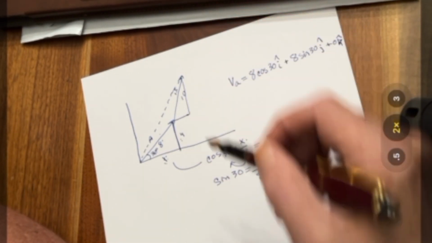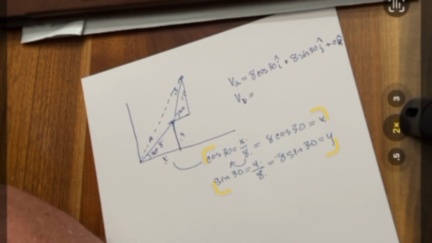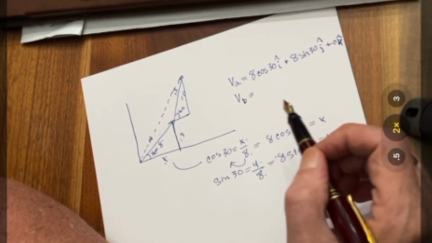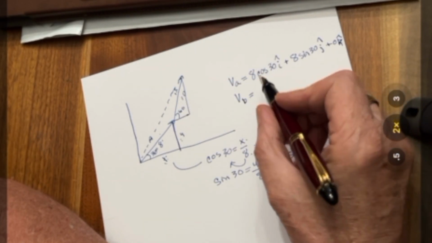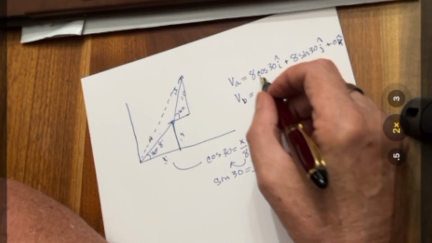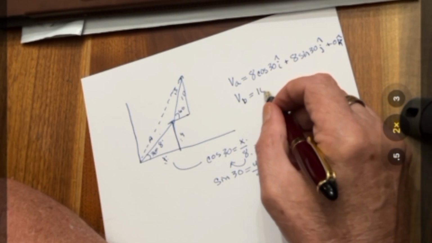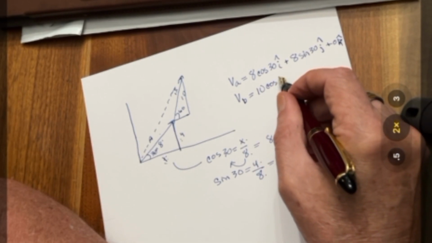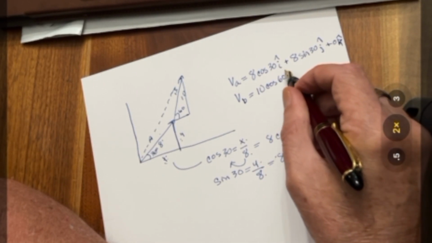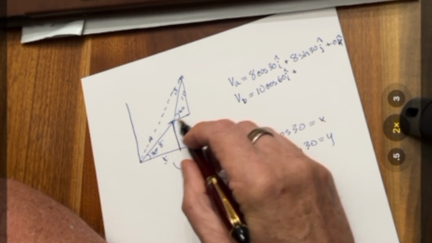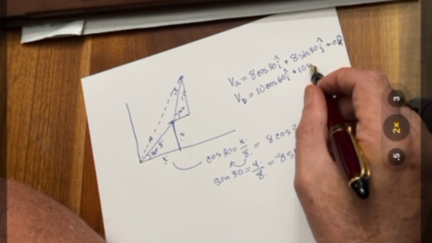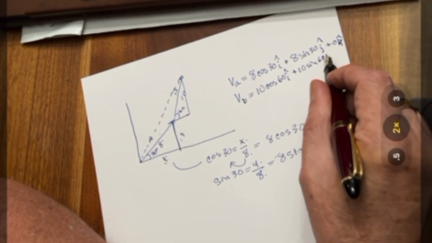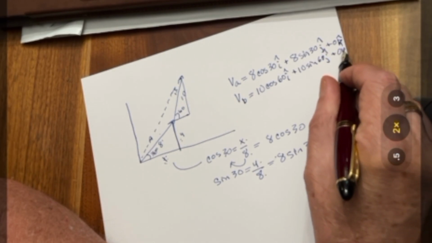Okay? Now, what about vector B here? Again, we have an x and a y component. And you'll also get that angle as well. So let's say that that's 60 degrees. And it is 10 long. So the I component is going to be 10 cosine 60 I. And the y component is going to be 10 sine 60 j. And again, we have 0k.